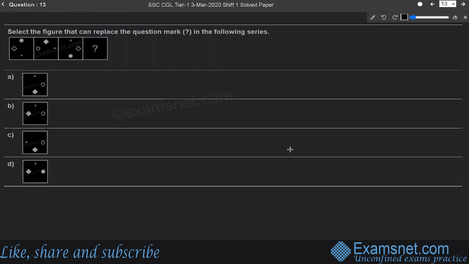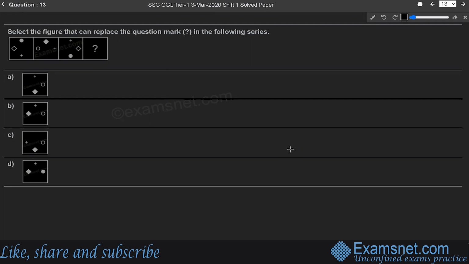Next question is, select the figure that can replace the question mark in the following series. So we have a series which contains 4 different pictures. For this question, all you have to understand is the pattern or logic behind the question. If you understand the pattern, then you are done with this question. Okay, so first let us understand the pattern that is followed in this series.